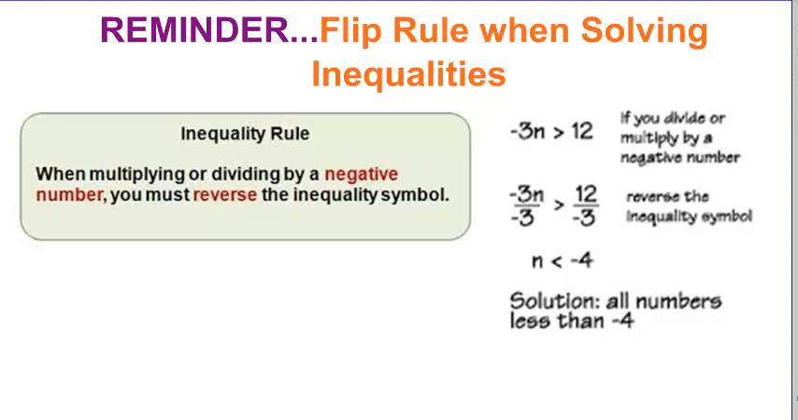Just a reminder one more time, that flip rule says that whenever we are multiplying or dividing by a negative number, we have to reverse the inequality symbol. So if it's facing one way, it's got to be facing the other after you've either multiplied or divided by that negative number. So in this case, when we divided by -3 on both sides, we had to flip our inequality symbol. Make sure you guys have that because when you go to graph these, that is vital.